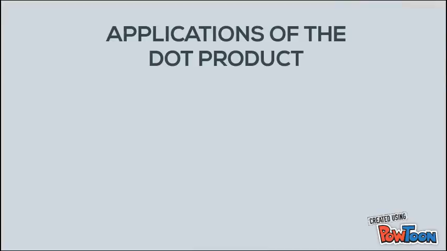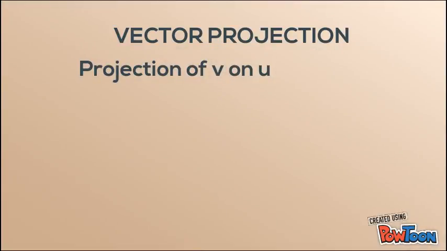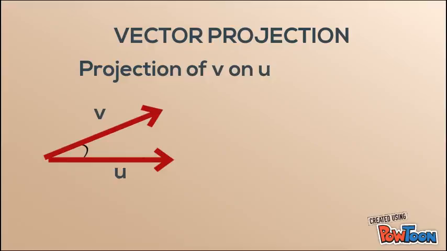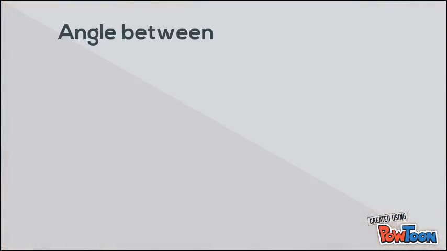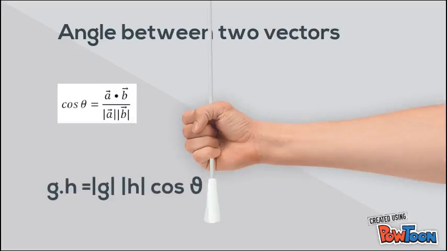The work done can be calculated by using the formula W equals F dot product D. For vector projection, the projection of V on U is the shadow that V casts on U. The angle between two vectors can be found using the formula cosine theta equals A dot product B over modulus of A times modulus of B.